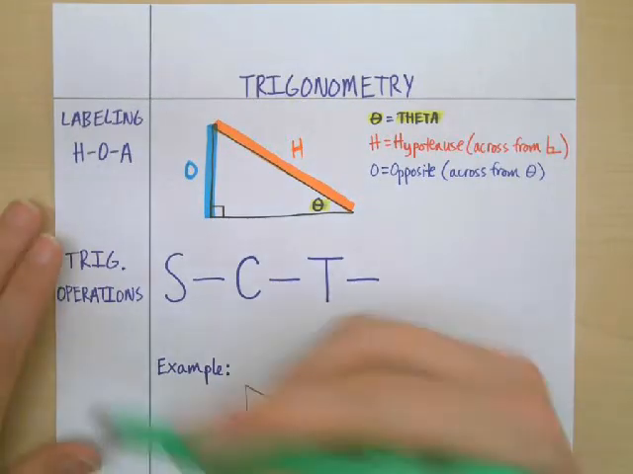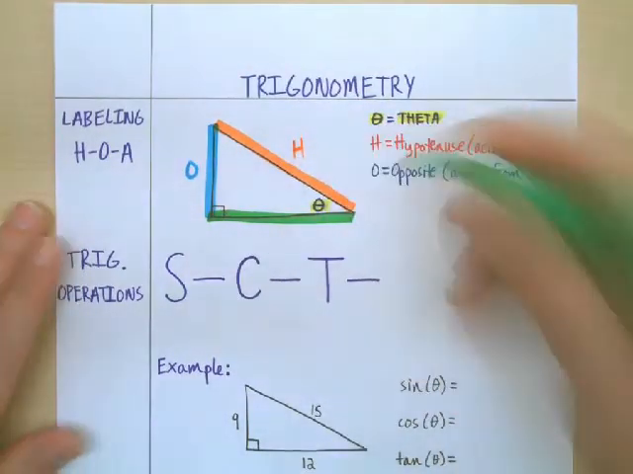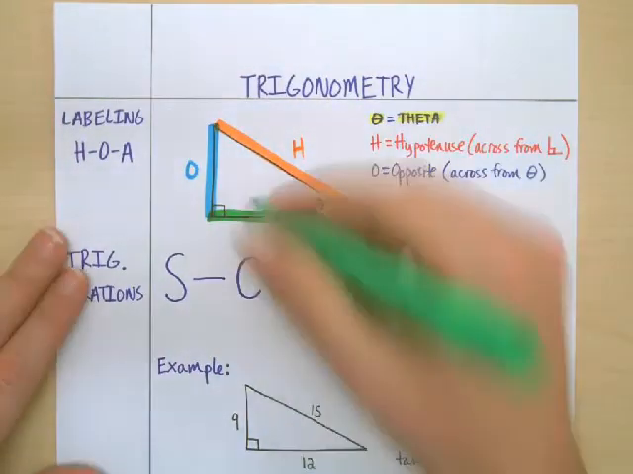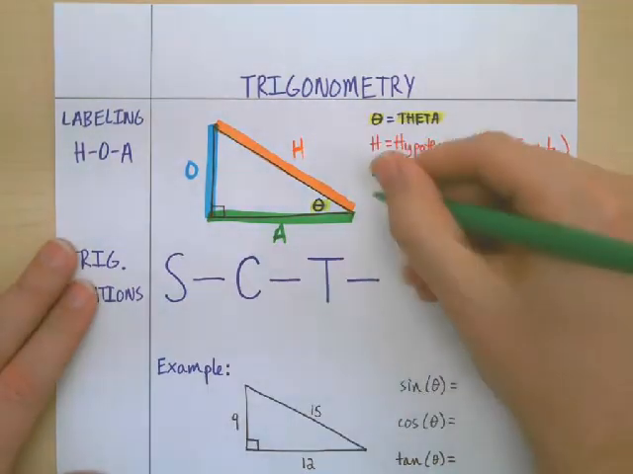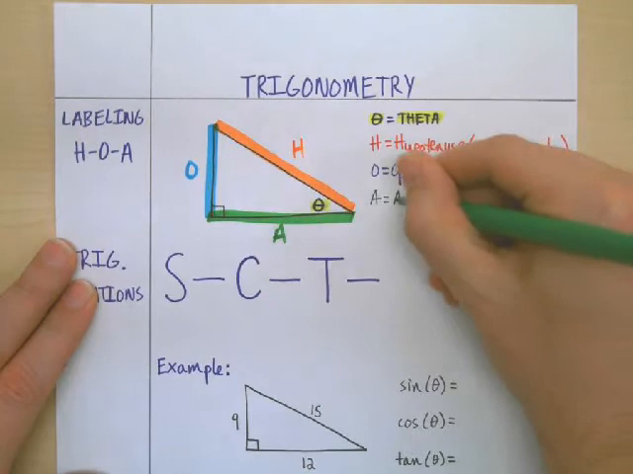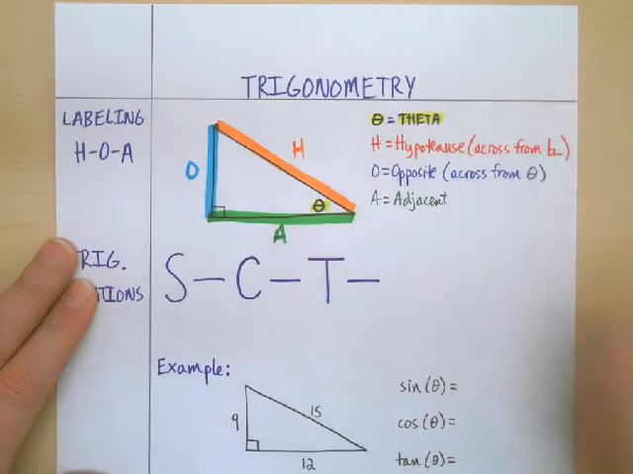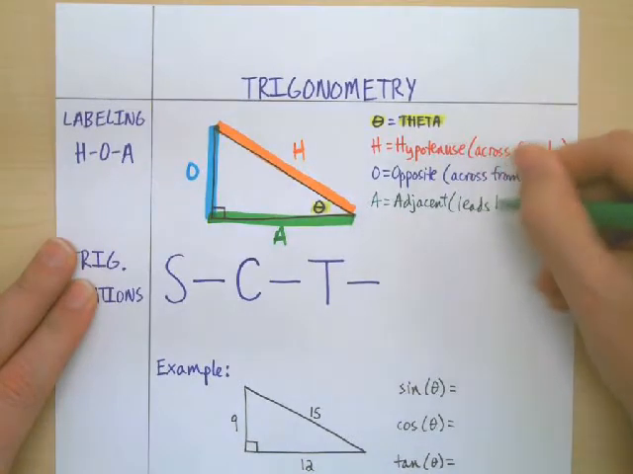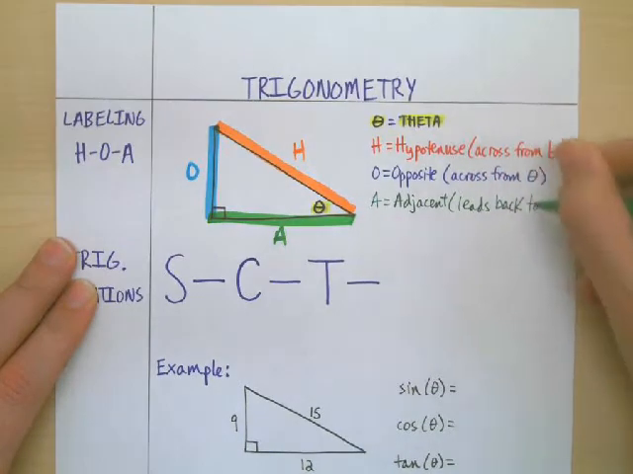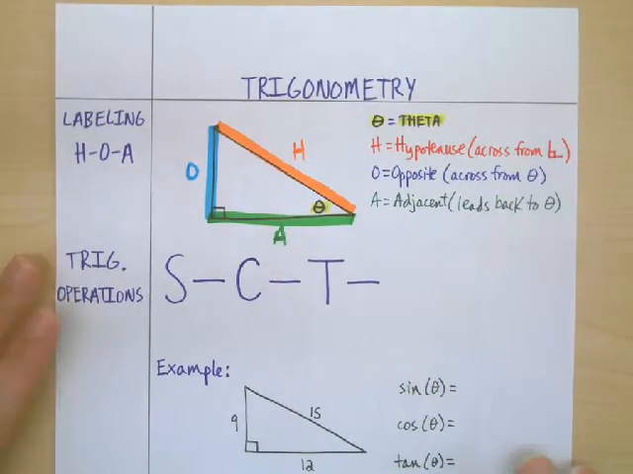So I stopped highlighting at the right angle. I'm going to finish highlighting the triangle with that side, and that side is A. A stands for adjacent. And A always leads back to theta.